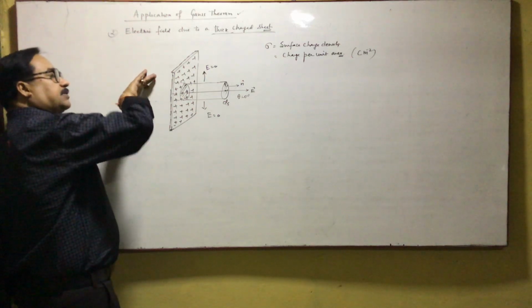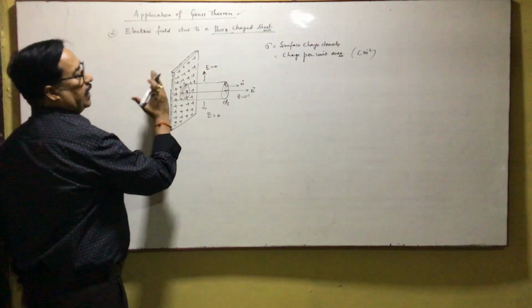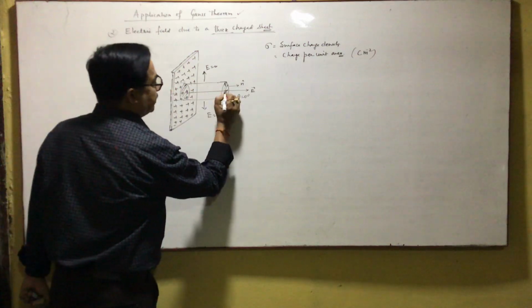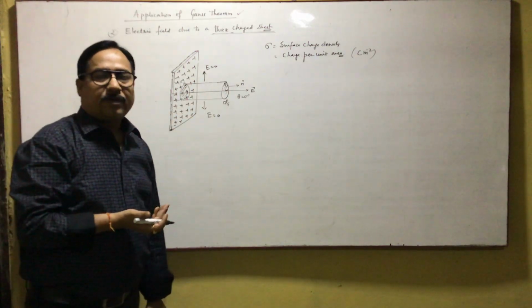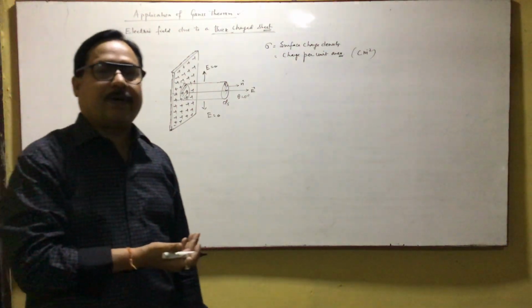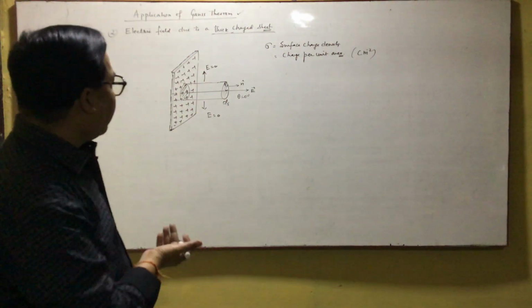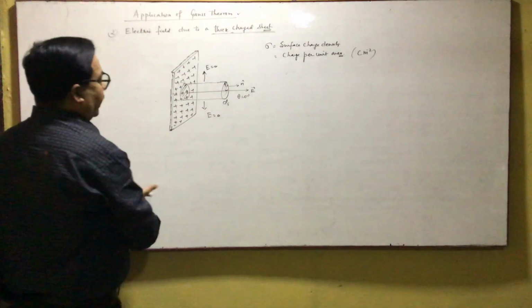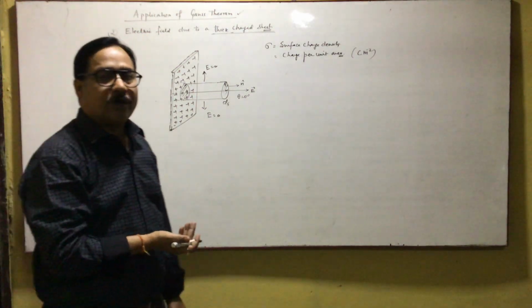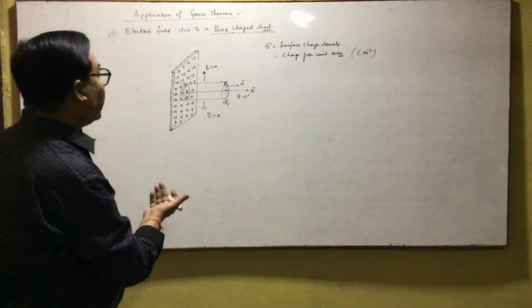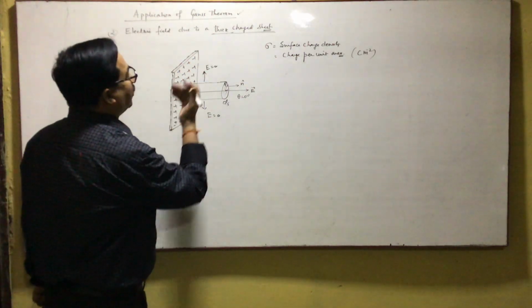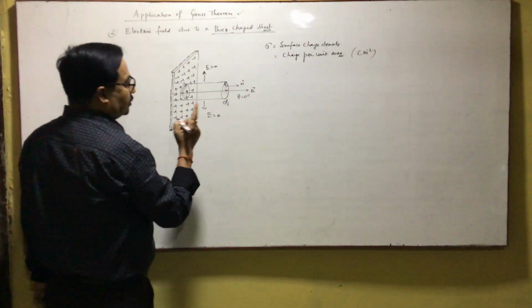So if it is on this surface, the field will be in this direction, and if the charge is on this surface, the field will be in this direction. And again we have to apply Gauss's theorem to know the expression for electric field. Again, for the application of Gauss's theorem, we have to think of a Gaussian surface conveniently so that we can apply Gauss's theorem to get the expression.